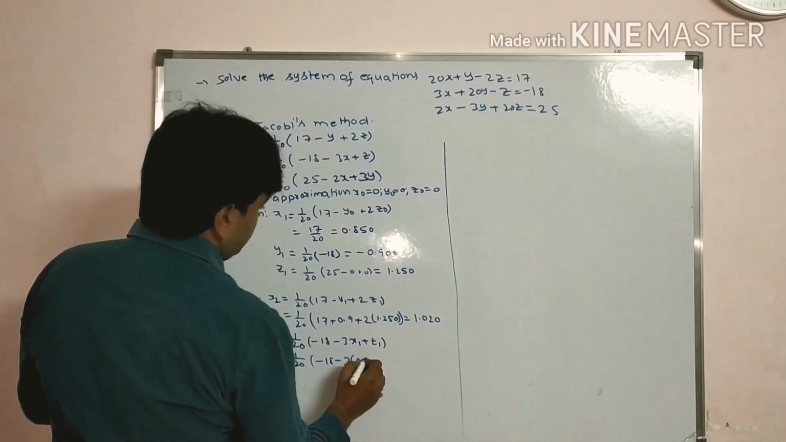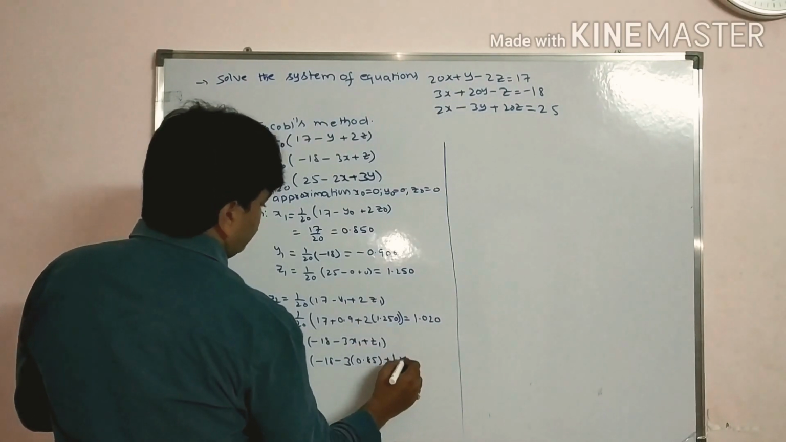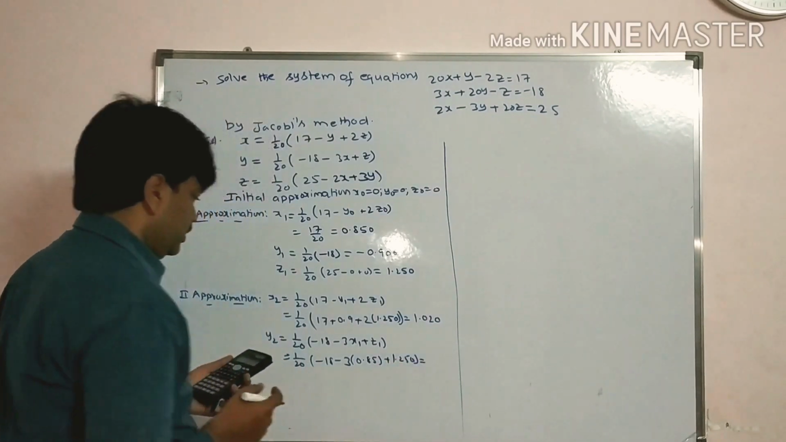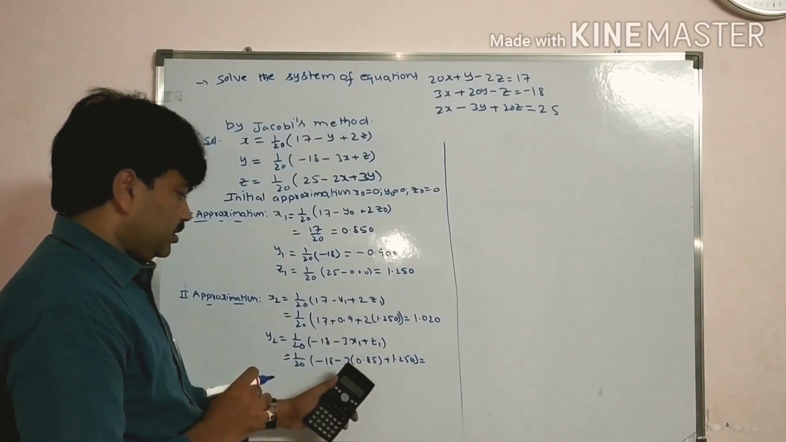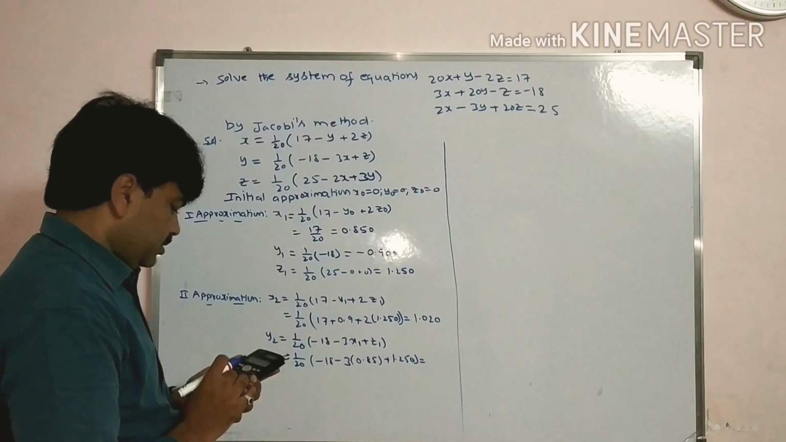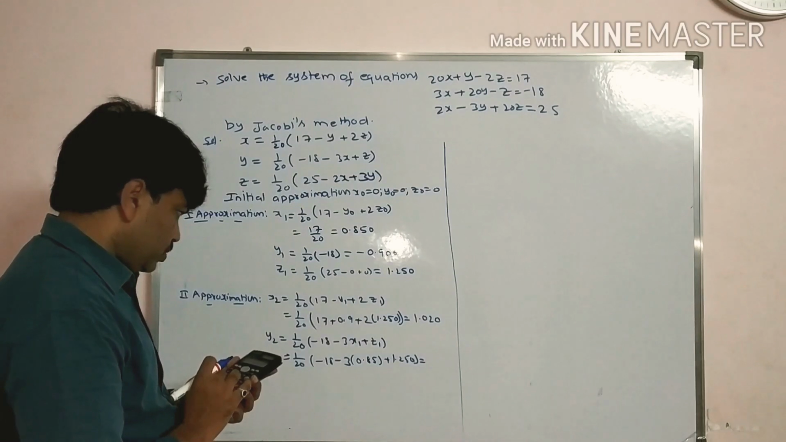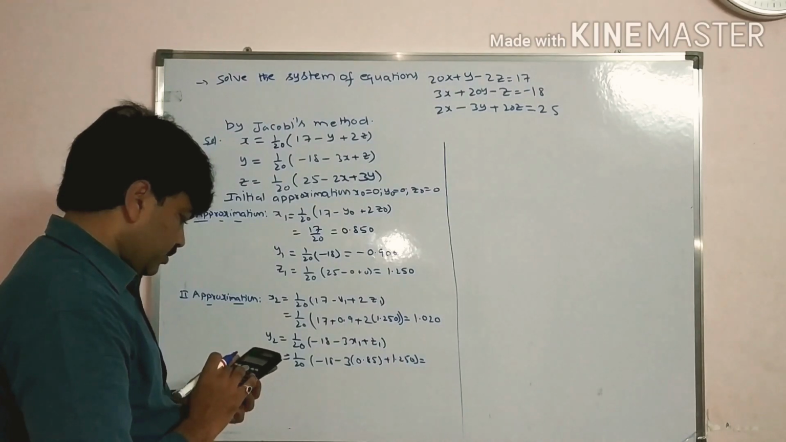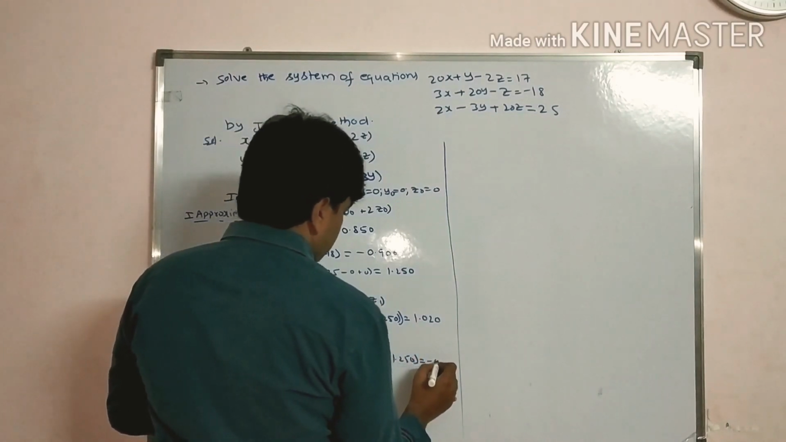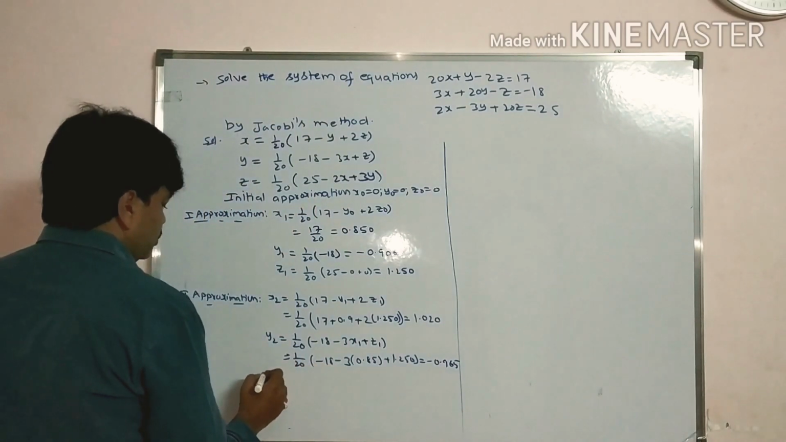x1 is 0.85 plus z1 is 1.250. So that is equal to bracket, write this in bracket, students: minus 18 minus 3 into (0.85 plus 1.25), bracket close, divided by 20. That is equal to minus 0.965, students.